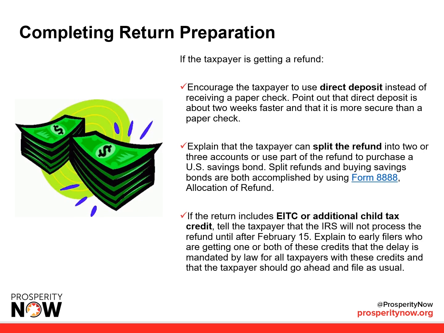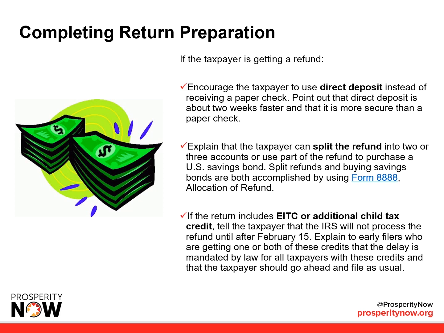If the taxpayer is getting a refund, you can encourage the taxpayer to use a direct deposit rather than receiving a paper check. You can point out that direct deposit is about 2 weeks faster and that it is more secure than a paper check. Explain that the taxpayer can split the refund into 2 or 3 accounts, or use part of the refund to purchase a U.S. savings bond. Splitting refunds and buying savings bonds can both be accomplished using the Form 8888, Allocation of Refund.